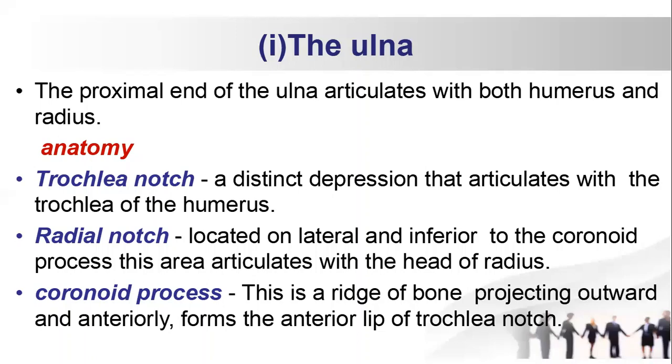We have the radial notch located lateral and inferior to the coronoid process, and this area articulates with the head of the radius. So the radial notch articulates with the head of the radius. The coronoid process is a ridge of bone projecting outward and anteriorly, and it forms the anterior lip of the trochlear notch. I just need to go back and show you that ridge of bone, the coronoid process.